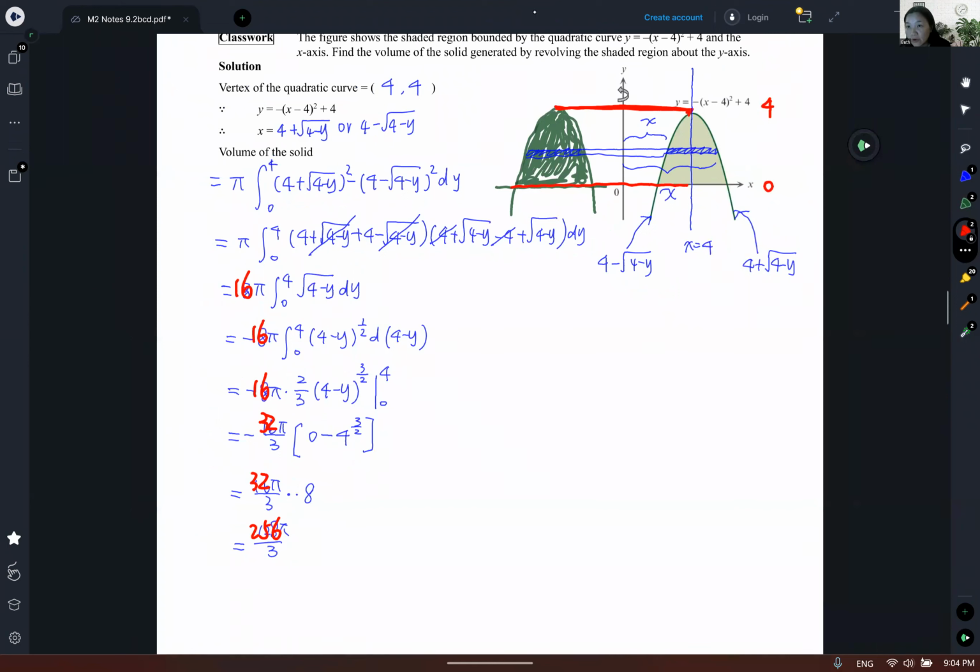From the third row, it should be 16. Now this is 8, but this is 2. So 8 times 2, that's 16. Okay? That's all.